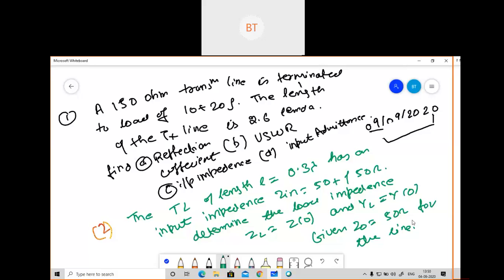And the second question which I have written is: the transmission line of length L, given as 0.3 lambda, has an input impedance Zin given as 50 plus j50 ohm, and they're asking you to determine the load impedance, that is ZL, and ZL equal to Z0, and YL, that is input admittance, is equal to Y0. So the load is given as 50 ohm for the transmission line. So they're asking you to calculate the load impedance.